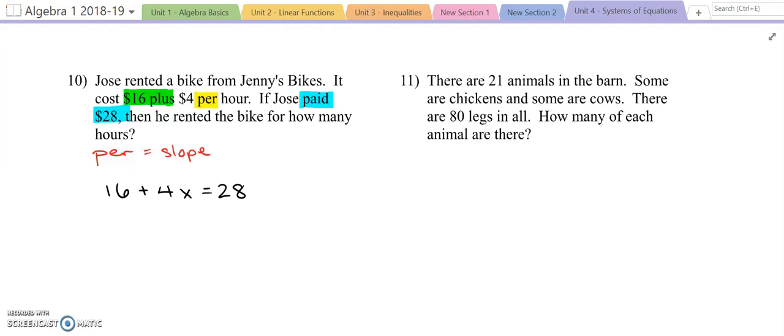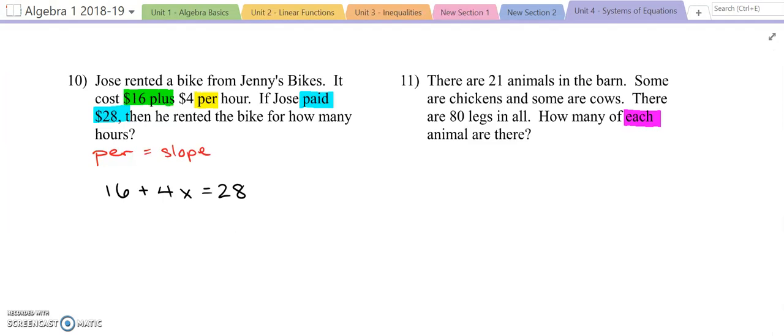Number 11 is quite a doozy. It says there are 21 animals in the barn. Some of them are chickens and some of them are cows. There's 80 legs in all, and I want to know how many of each animal are there. So again, number one word that you see is each. That means there has to be some type of multiplication in here.